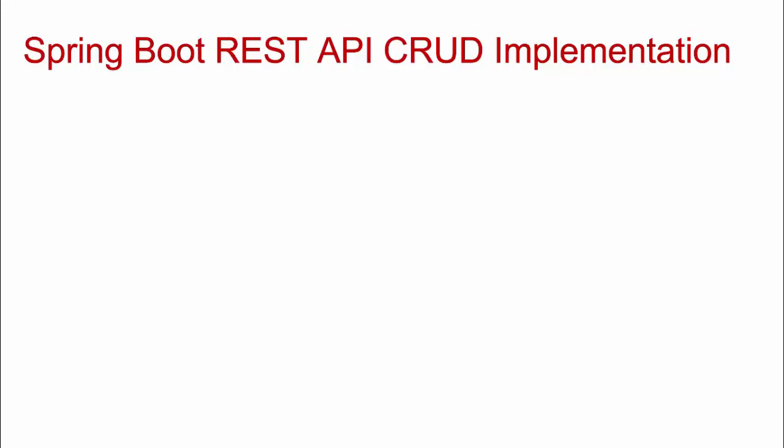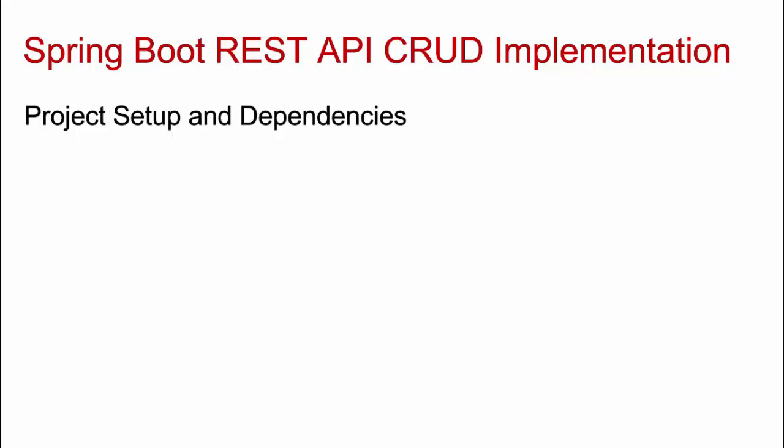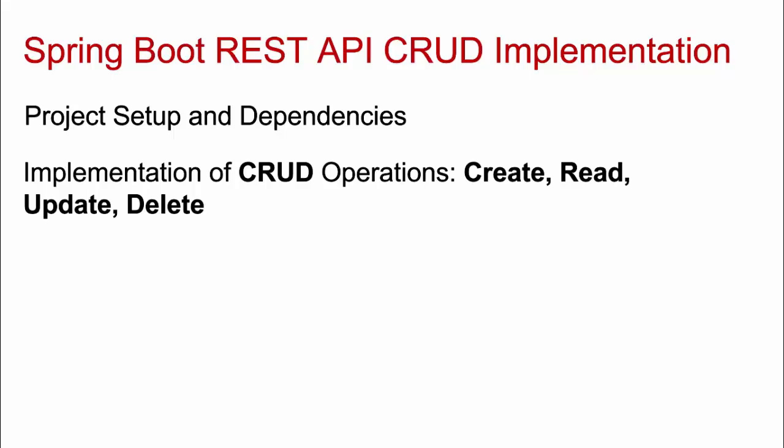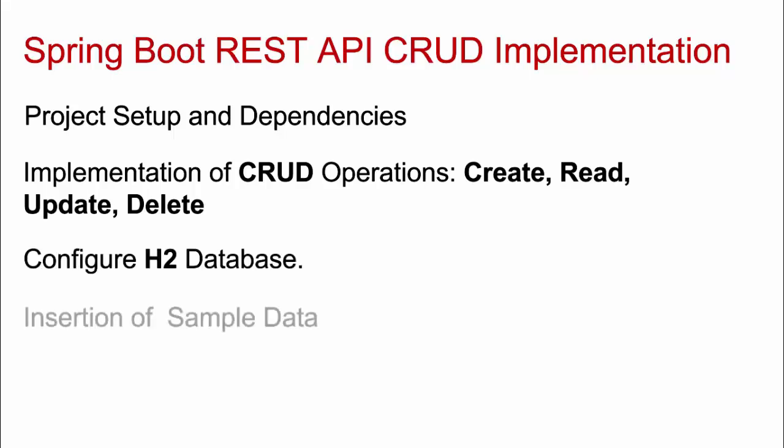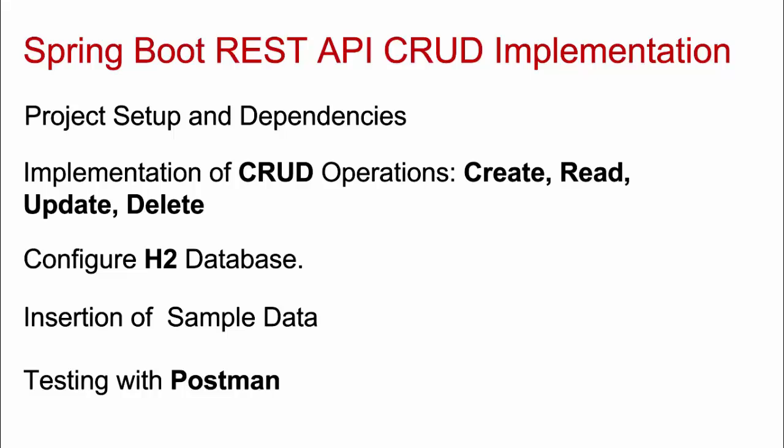This lesson, we are going to develop one Spring Boot based CRUD application, and these CRUD operations would be exposed as REST APIs. So stepwise, first we would do the project setup and add the required dependencies. Then we would implement the CRUD operations, create, read, update and delete, and we would develop the necessary code, whether it is repositories, services or controllers. Then we will configure the H2 database, insert sample data, and finally, we'll perform the testing with Postman.